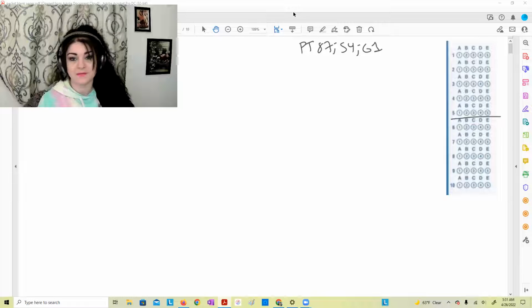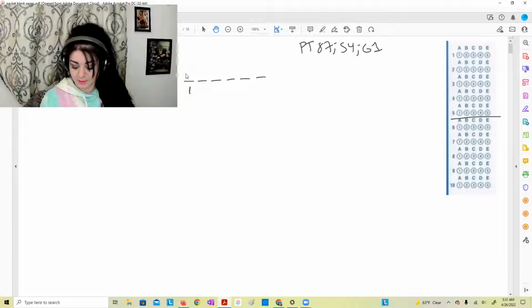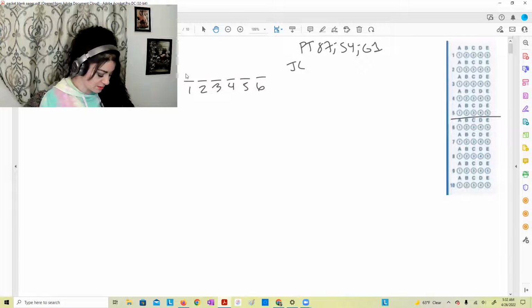What do we have here? We have 6 groups that are going to be placed in order. So I'm going to create my base. 1, 2, 3, 4, 5, and 6. And then what is my roster? J, L, M, N, P, and T.